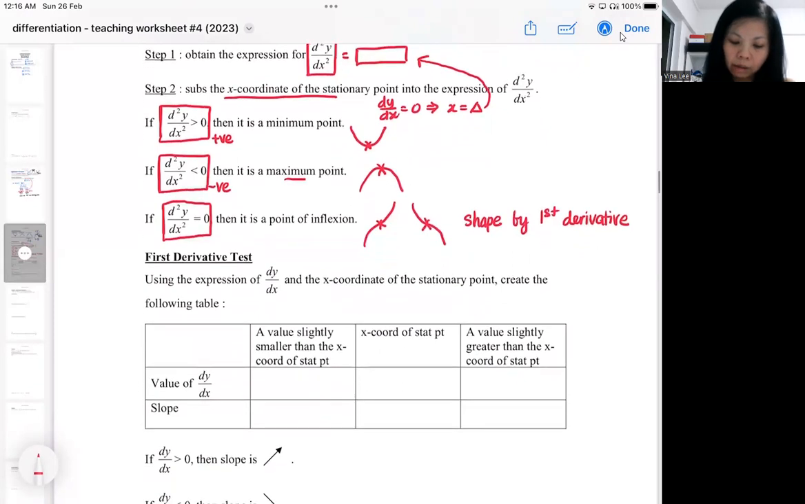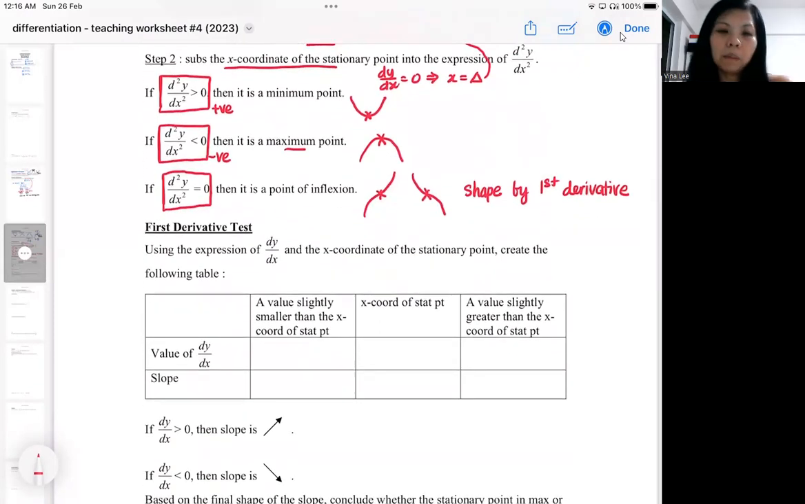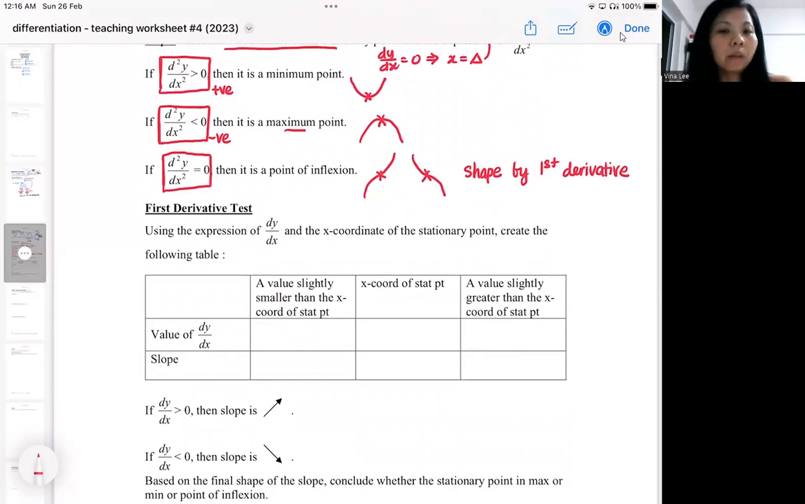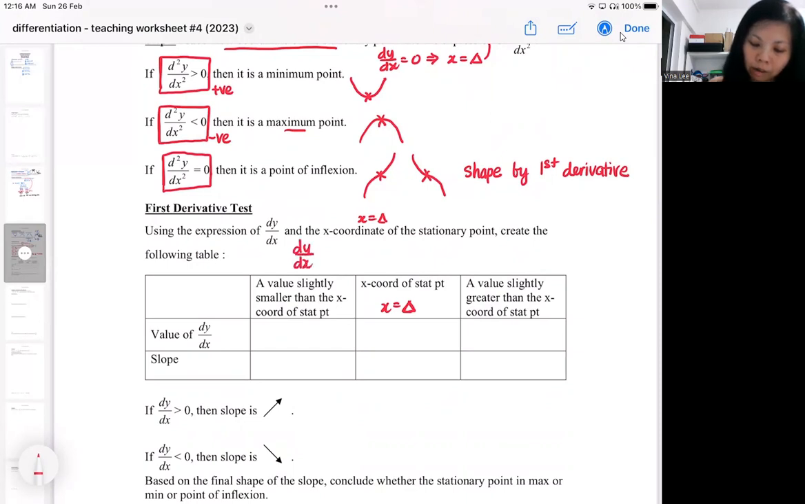For the first derivative test, it's actually not so friendly because you need a table for every x coordinate. You actually have to create a table. For example, you already have the x coordinate from the stationary point. I'm going to use the triangle. You create this table and put values inside it. This value is going to be substituted inside dy/dx. So dy/dx is your test. You substitute this value inside the test, and it should usually give you a 0.